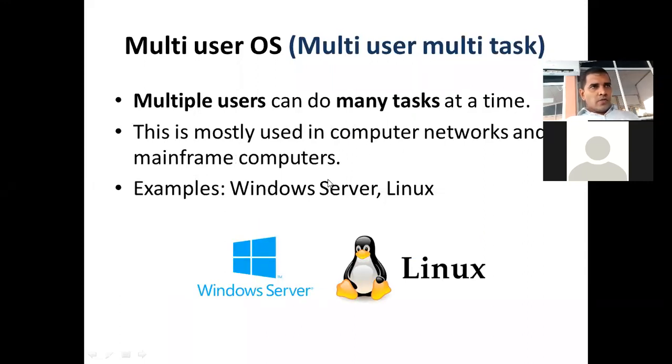Right, the next one, multi-user, multitask. Look at the term multi-user, multitask. So here users are multiple, and at the same time tasks are also multiple. So what can you understand from the title? It allows many people to perform many tasks at a time. I repeat it. Many people can work at a time, and at the same time, they can do many tasks simultaneously, right?